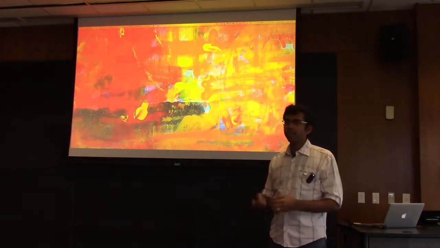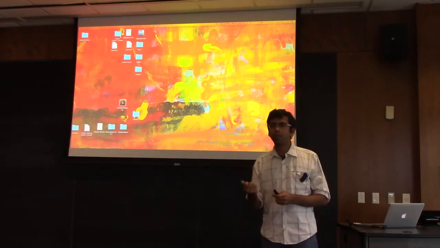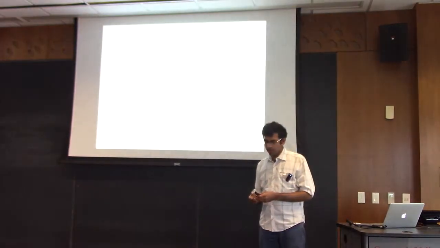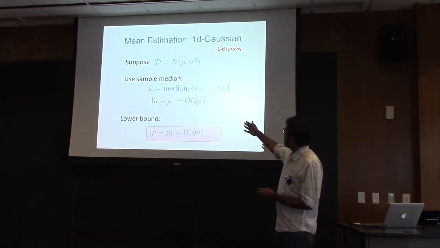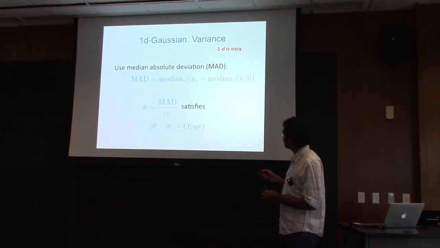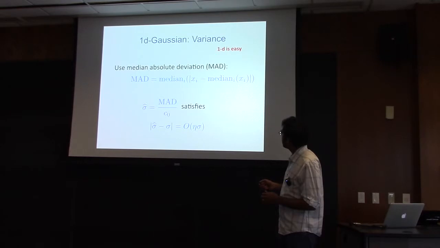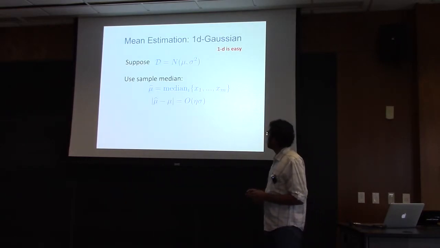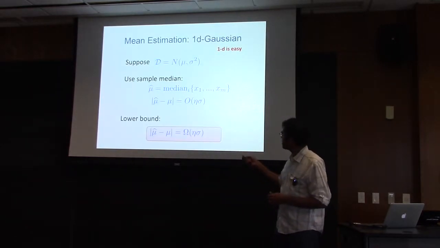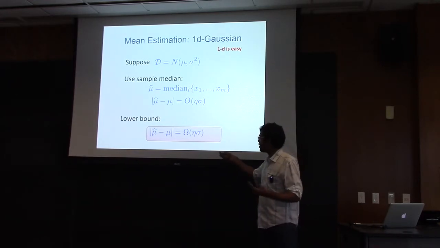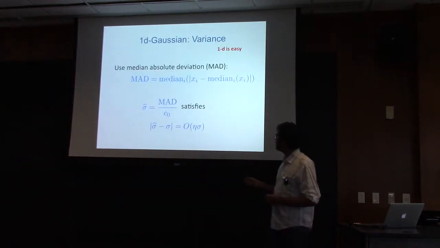So the sample median works well. The sample median has an error of order eta sigma. So in the 1D Gaussian case, you can just compute the sample median and you're done, and it matches the best upper bound.